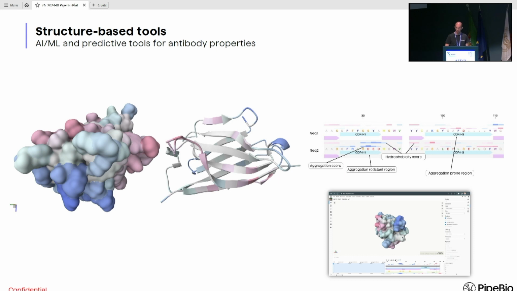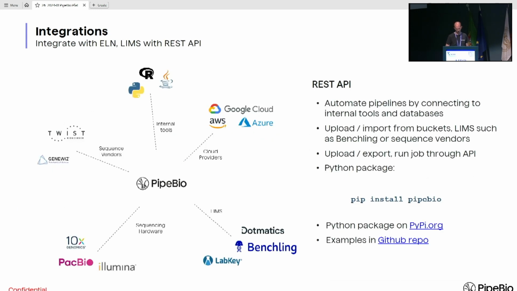We use ABodyBuilder2 from Charlotte's group to do structure prediction, but that's also part of the app. And of course, for the bioinformaticians here, we do have a REST API, so you can actually execute code both on our platform, but you can also use the API to import and export data. There is a GitHub repo, but you will not have access until you have an account on the platform.